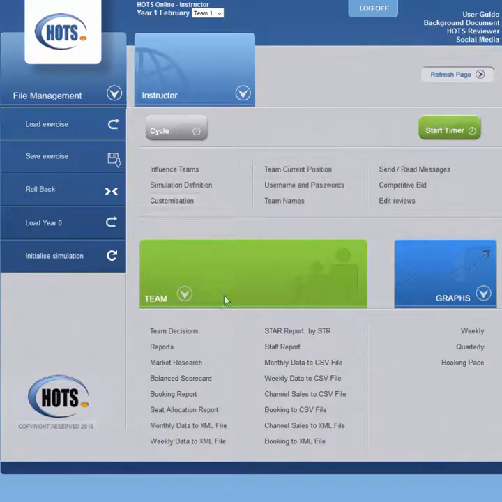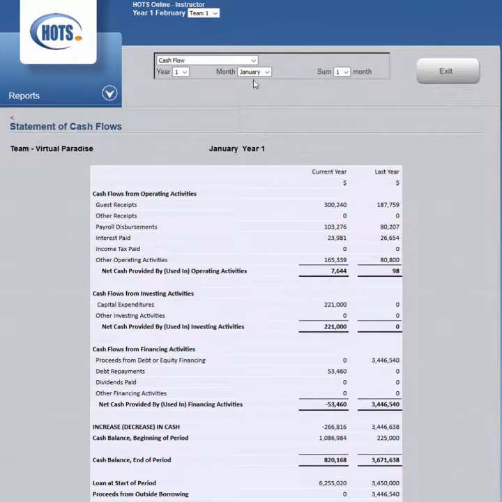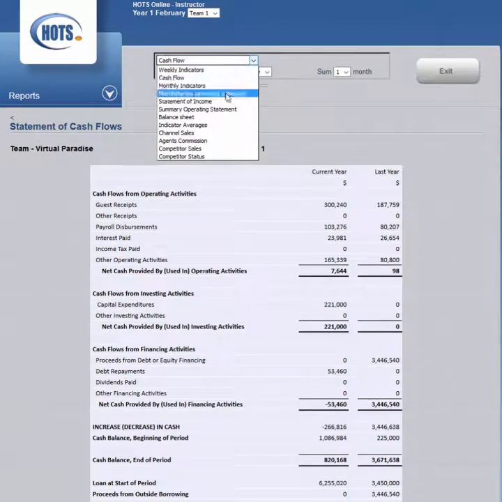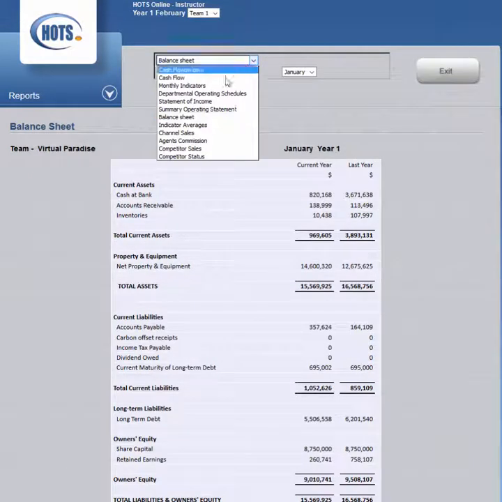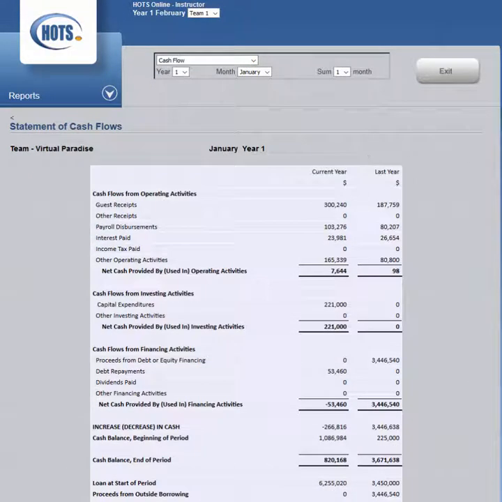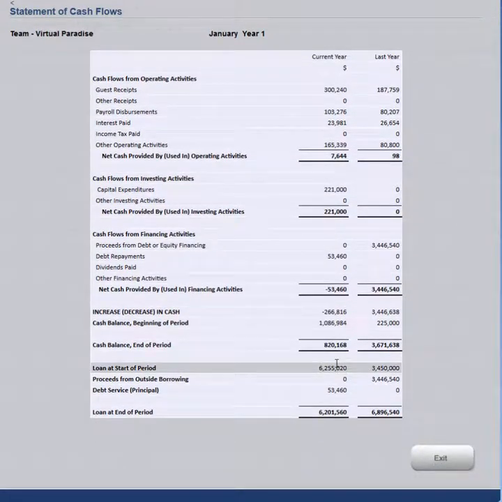Once that happens, the teams can look at the reports, and as I mentioned before, there's a full set of reports available, standard financial statements, reporting statements, all laid out in the Uniform System of Accounts for Hotels format. So there's a variety of detail in operating schedules and income statements. There is a balance sheet produced every month. There's a cash flow statement each month, so teams need to keep an eye on the amount of cash that they've got available in the bank at the end of the period. Also gives them a breakdown of their loan and what has been paid in debt principal on the loan.